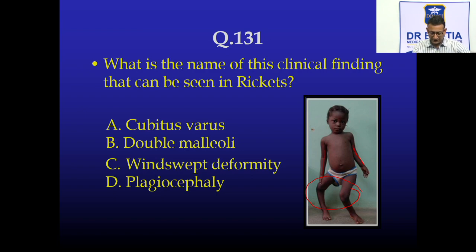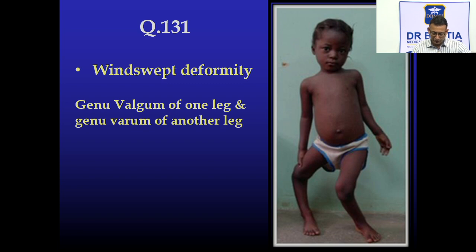You cannot comment on the cubitus varus or valgus deformity when the elbows are flexed. Double malleoli definitely can be seen because of broadening of the physis, but that is also not very clearly seen in this picture. Another deformity is windswept deformity. If we have a look at this picture, you will see a varus deformity in one knee and valgus deformity in another knee. Essentially this deformity is known as windswept deformity, as if wind is sweeping away the legs in one direction. So the answer for this question is C, the windswept deformity.